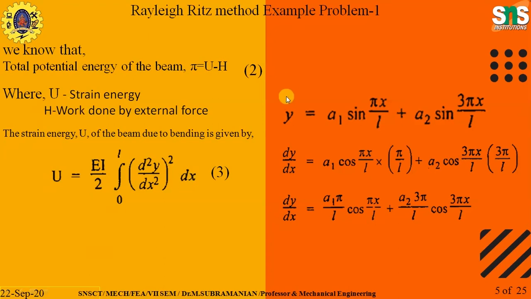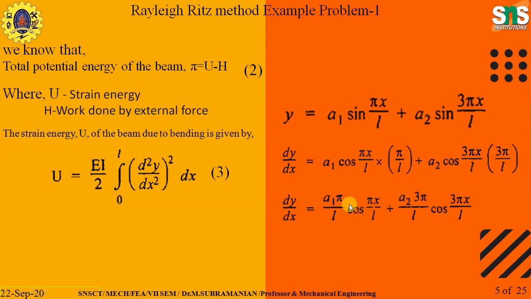From that, the trigonometric equation is y equals a1 sin(πx/L) plus a2 sin(3πx/L). We have to differentiate this equation two times. dy/dx: a1 is constant, and differentiating sin gives cos(πx/L) times the constant π/L. A2 is constant, the same way, sin becomes cos(3πx/L) times 3π/L.